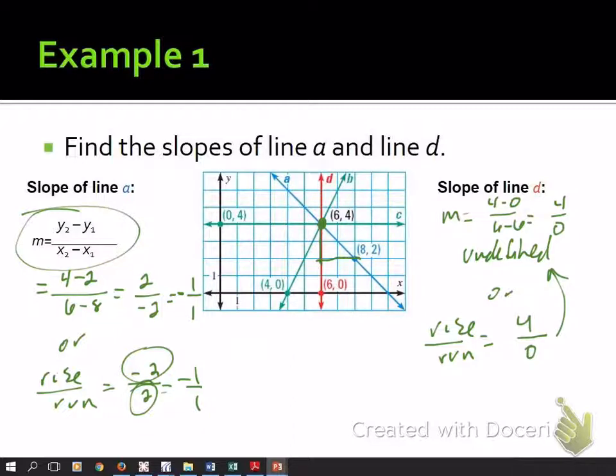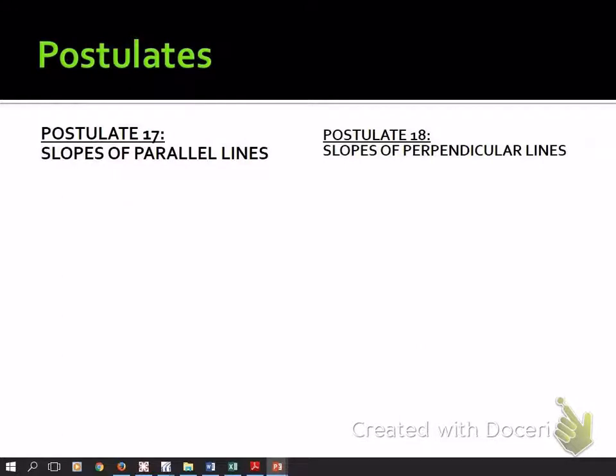Okay? Now, red line, line D, it's easier than that. It's vertical. When you have a vertical line, the slope is undefined. But I've shown you, with the slope formula, you get 4 over 0, and you can't divide by 0. When you try rise over run, from this point to this point, you have to go up 4, but you don't run at all. So run is 0. You can't divide by 0. It's an undefined slope. Okay?